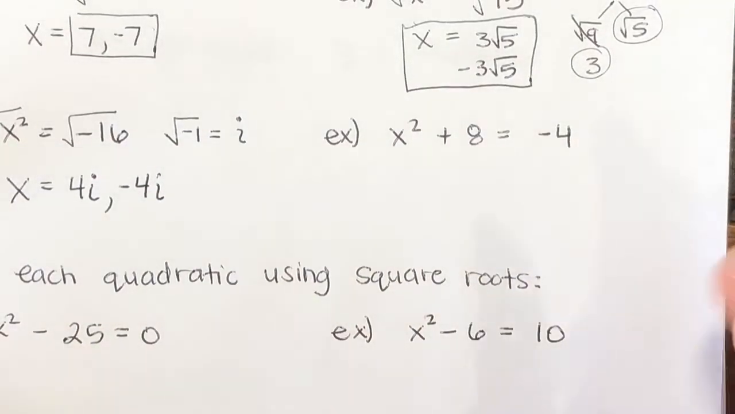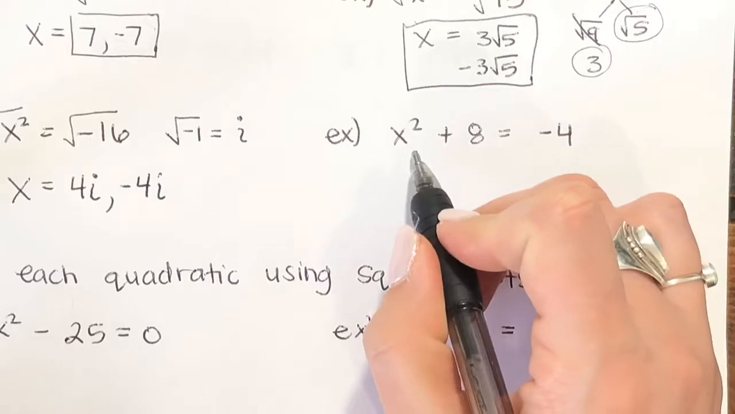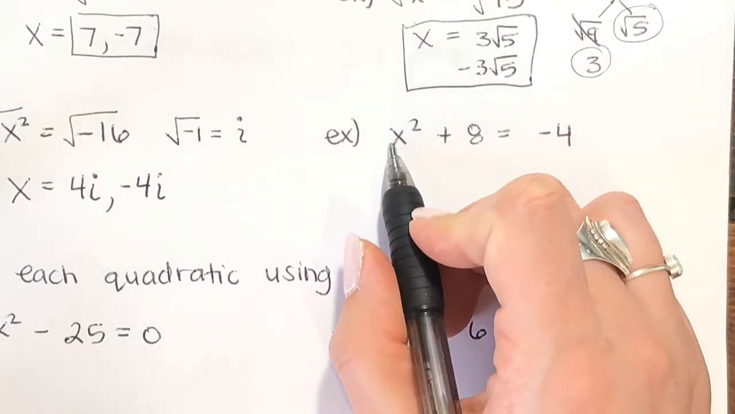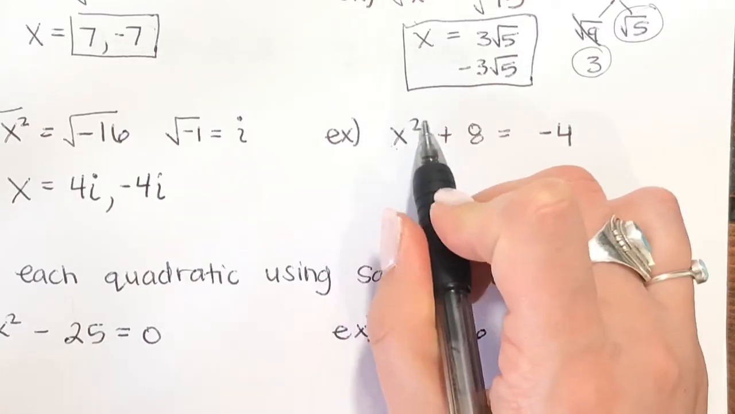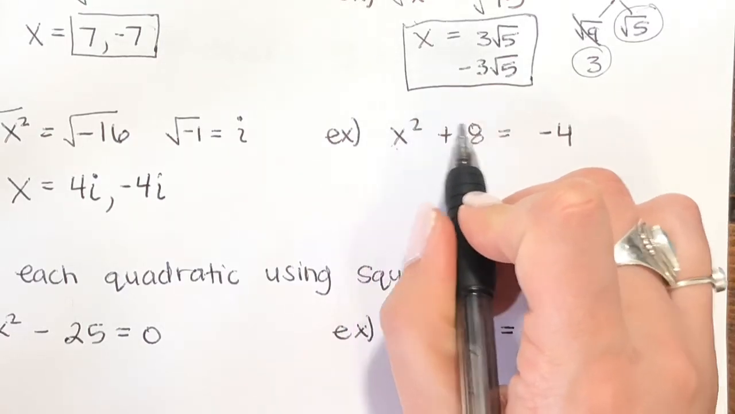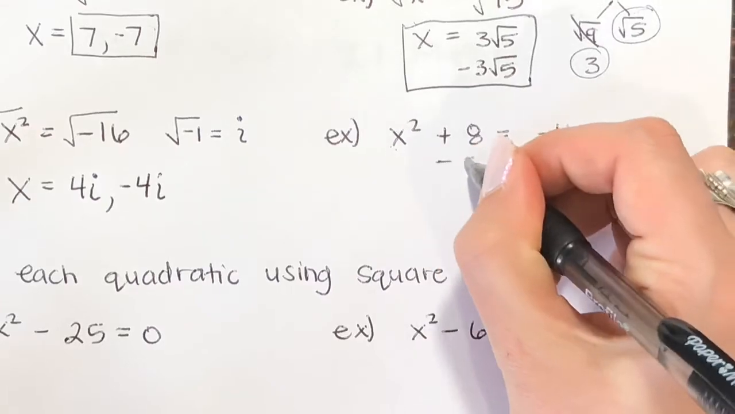Okay, let's look at this one. We're solving for x, so we have an extra step here that we haven't seen yet. We want to get x squared alone, so before I can take the square root, I need to get rid of this plus 8 by subtracting 8.